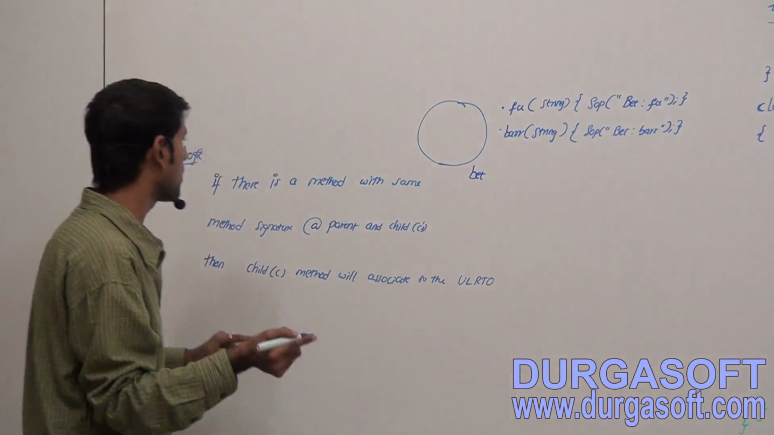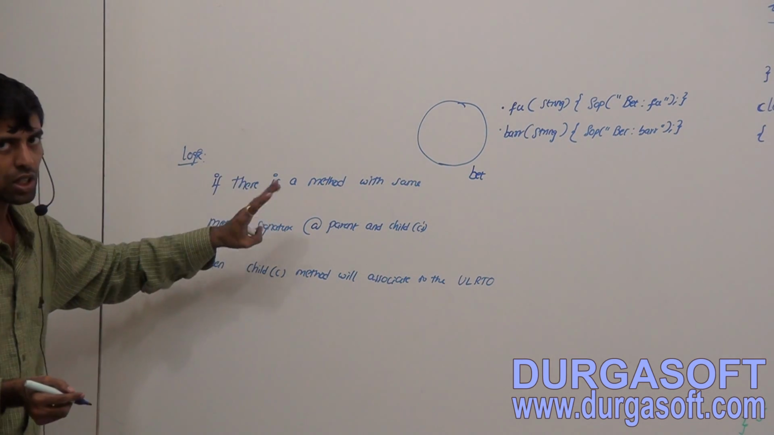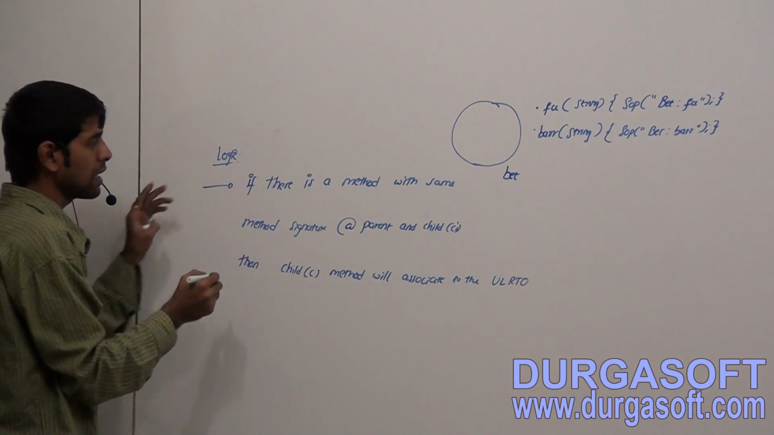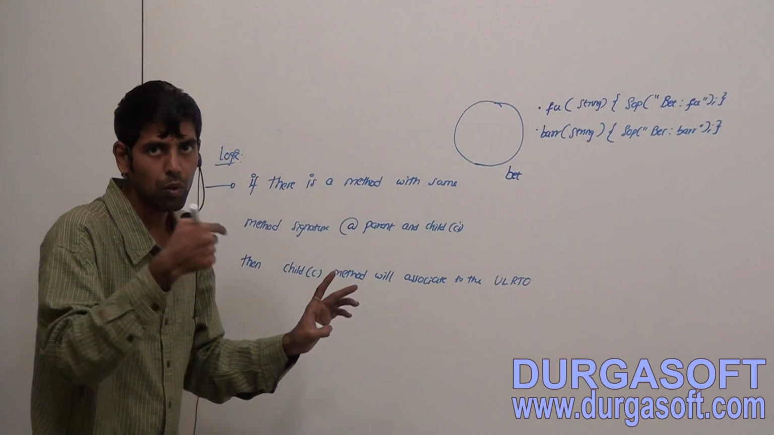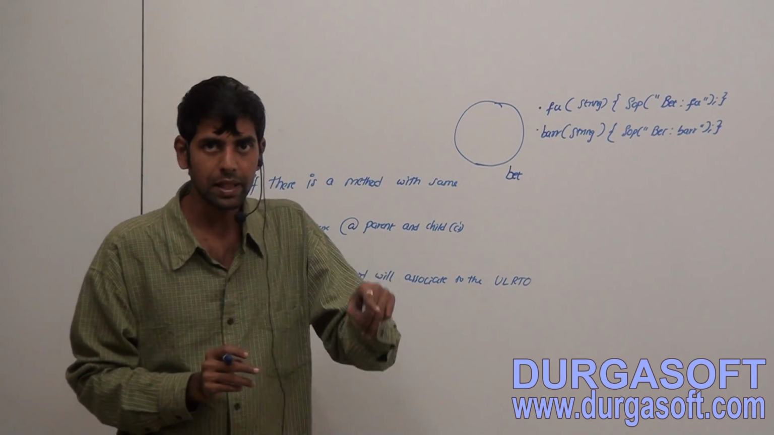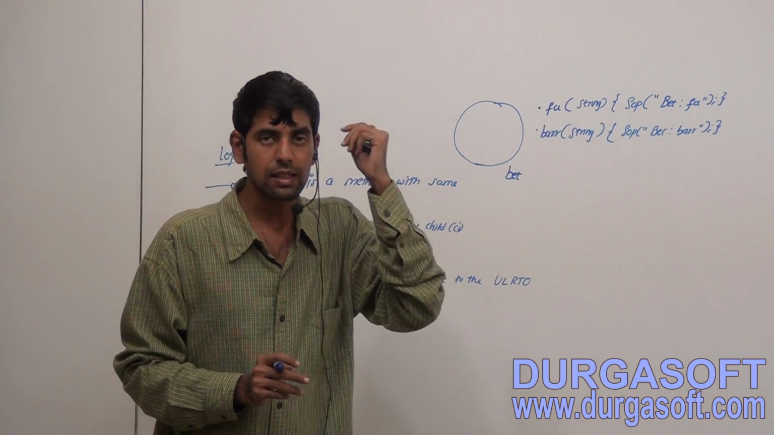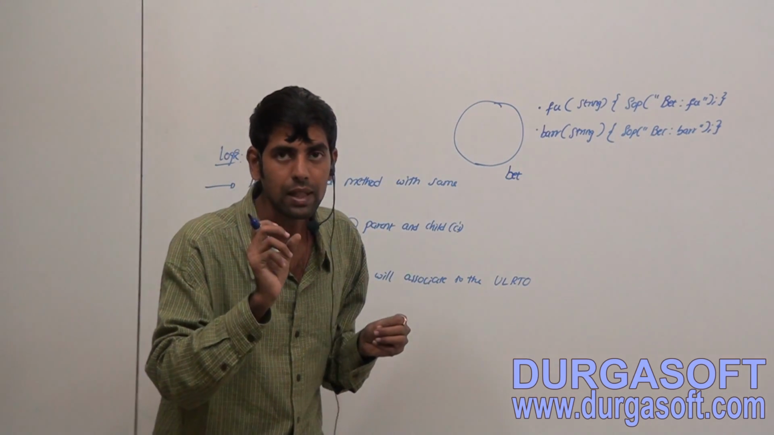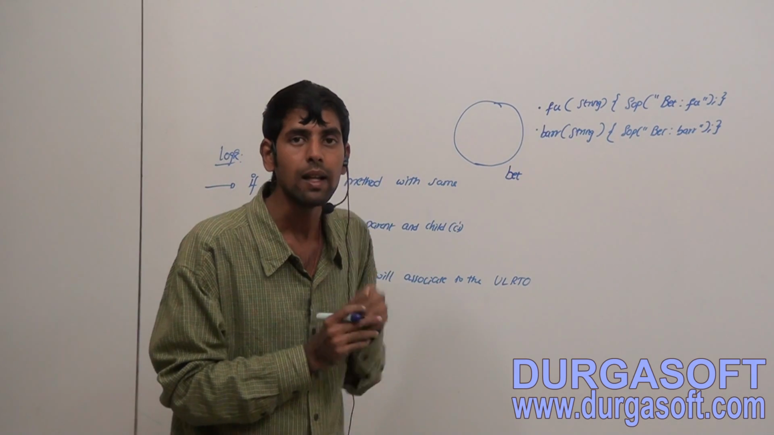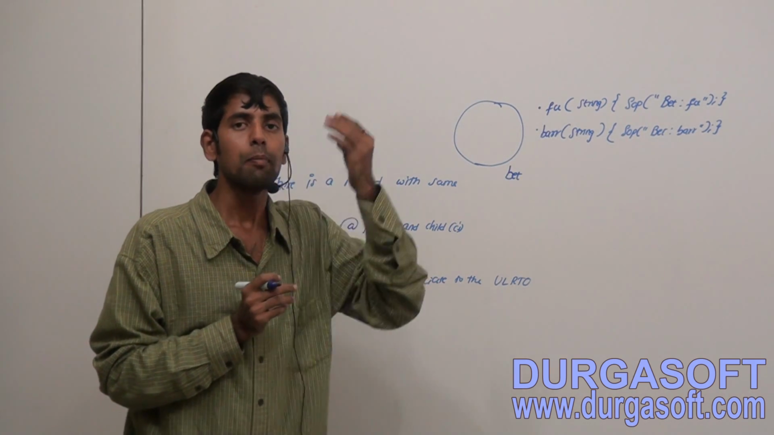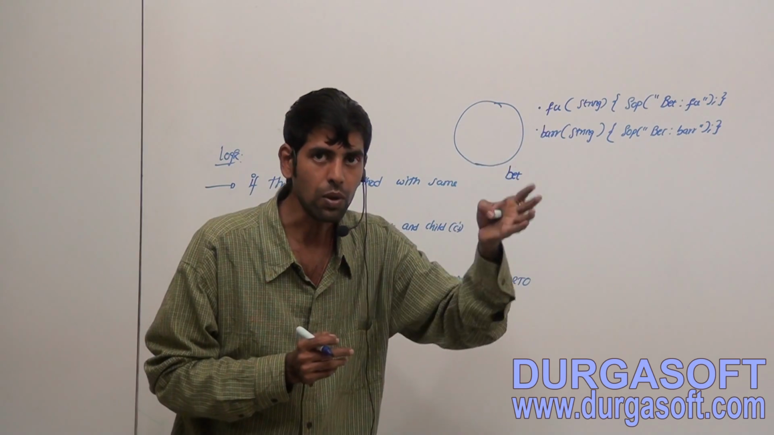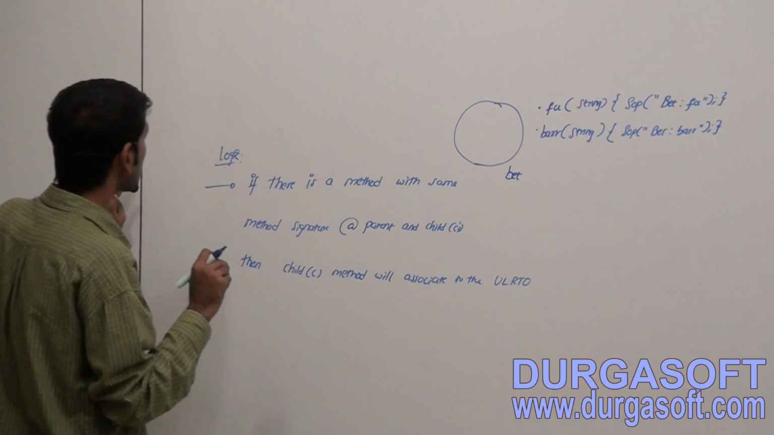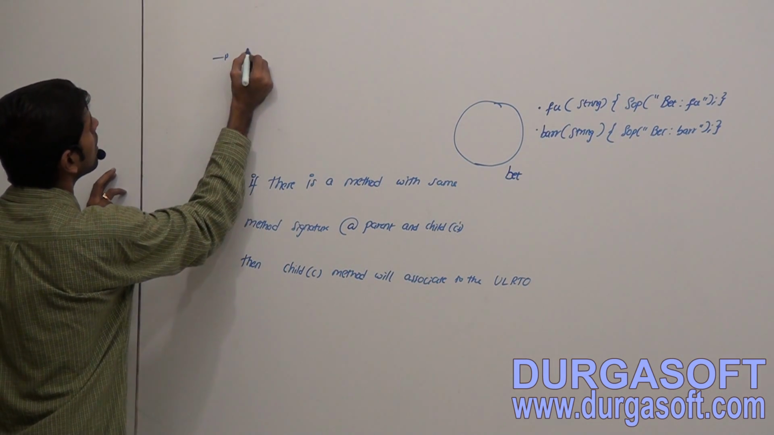Now try to observe here. This logic I am going to use. Now, one more important thing: if there is a method in the parent class such that the method is not available within the child class, then what is going to happen? Parent class methods will get associated to the underlying object. What is that? Try to observe here. What is the other one?